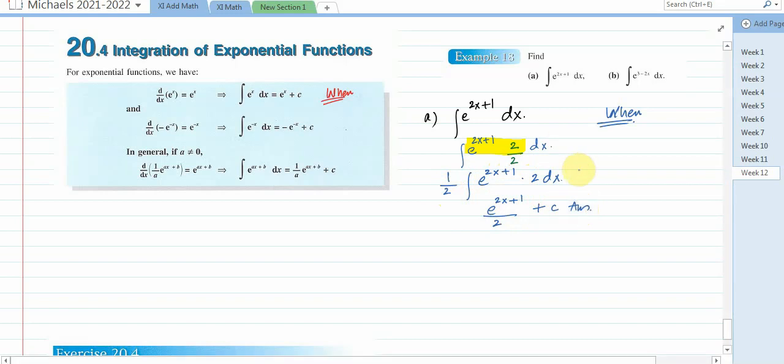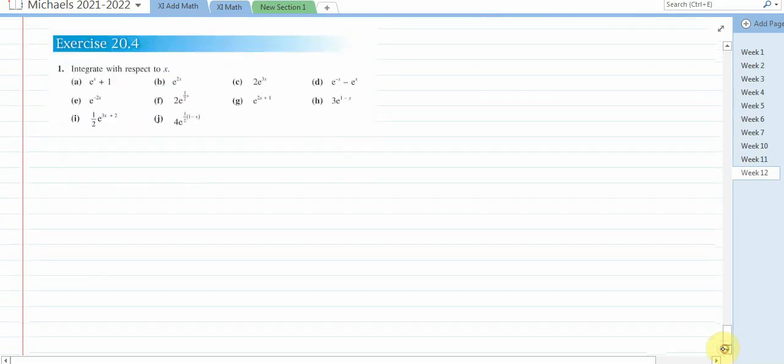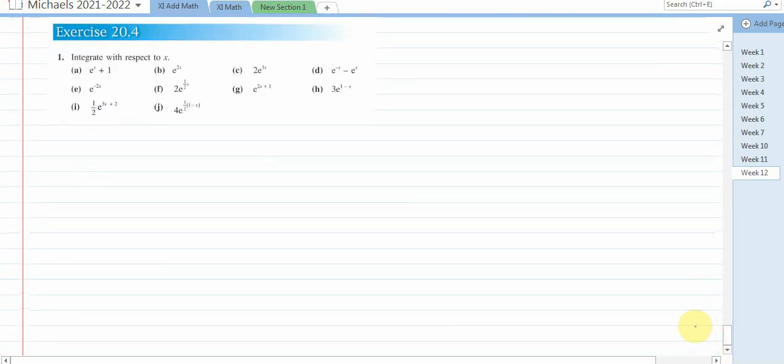Alright, so with the same approach we are going to start exercise 20.4. Question number 1, we have different parts here, but we are going to select a few of them. It's B, D, F, H and J. These 5 parts we are going to solve from question number 1. So starting with part B, you need to integrate e to the power 2x dx, right?